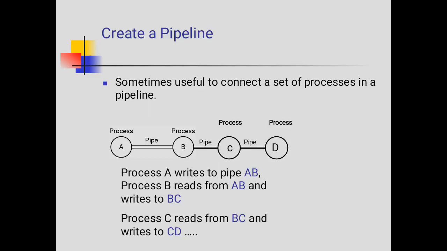Here you can see there are four processes communicating using pipes. Process A writes a message into the pipe AB. Process B reads the message from the pipe and writes it into the pipe BC. Process C reads the message from pipe BC and writes it into the pipe CD. And hence, process D can read the message from pipe CD.